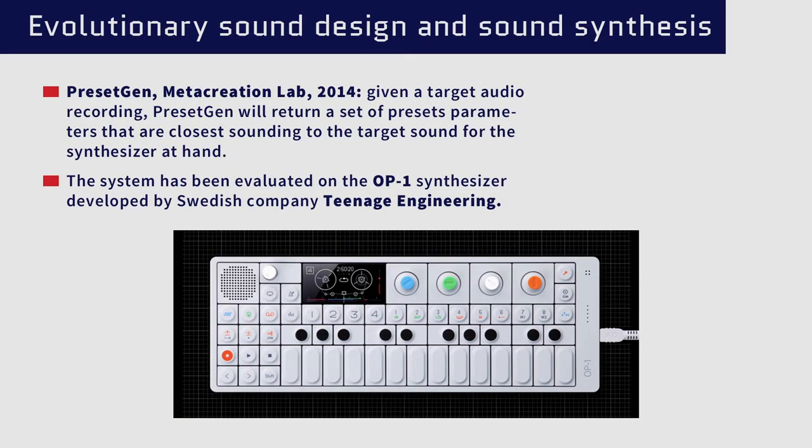Given a target sound, which can be any short audio recording or sample, PresetGen will return a set of presets that correspond to the closest sounds possible to the target sound for the synthesizer at hand. The system has been evaluated on the OP-1 synthesizer, developed by the Swedish company Teenage Engineering.